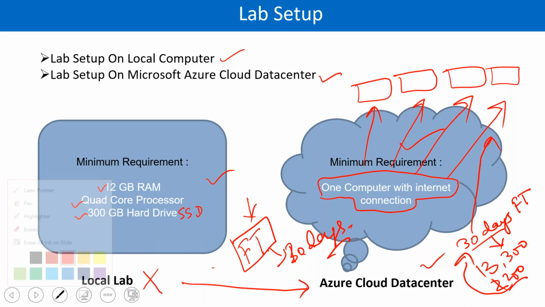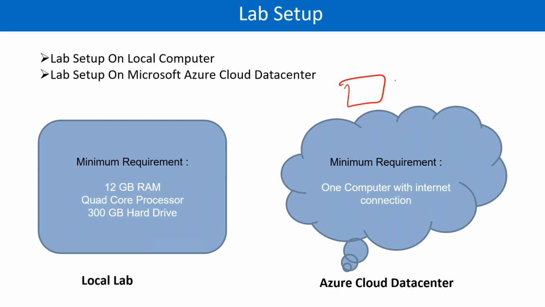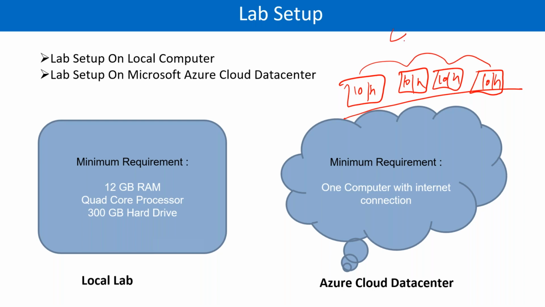After 30 days, if you would like to continue, then you will have to pay based on the resources which you have created. Suppose 4 computers you created, then for one computer, I think 10 rupees per hour, 10 rupees per hour, and 10 rupees per hour. Let's say if you use these 4 computers for 1 hour, you will have to pay somewhere around 40 rupees per hour. But this is not the exact figure. It may go up or down. That is the approximate information I have given to you.